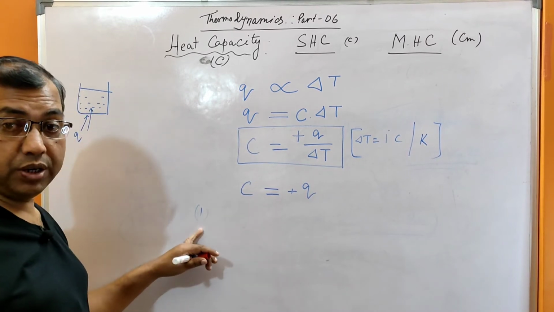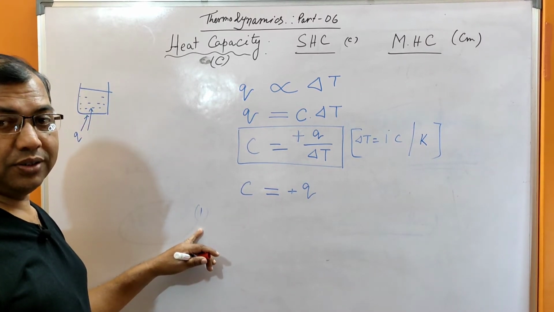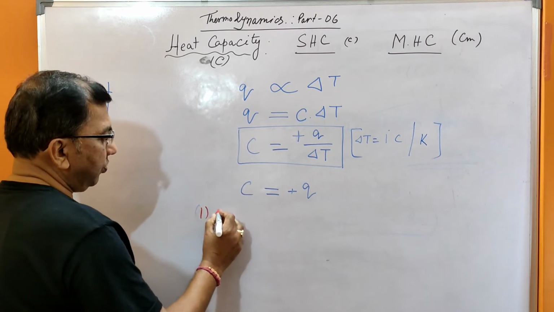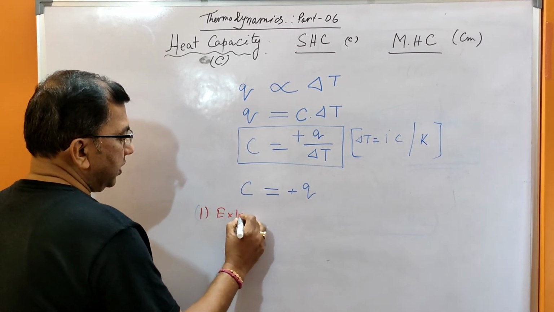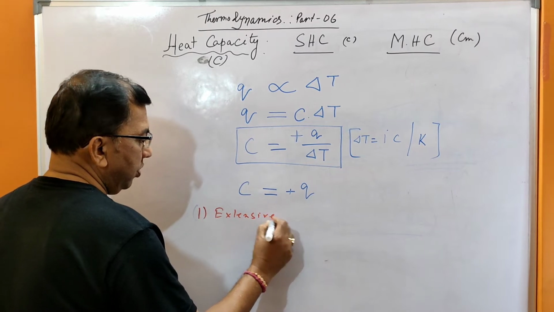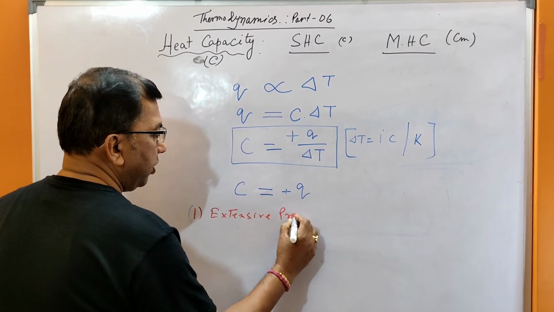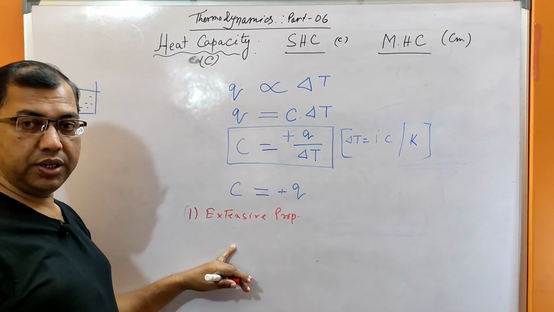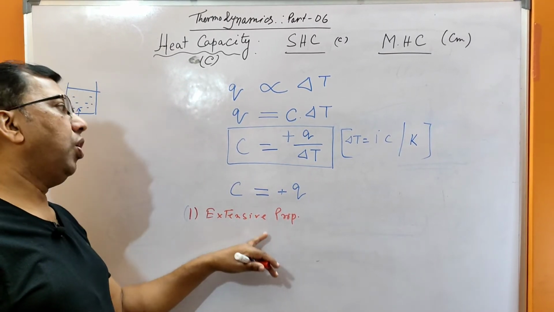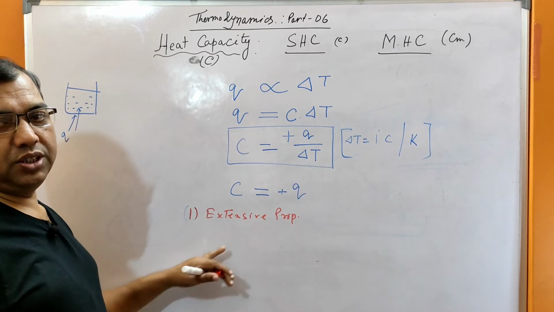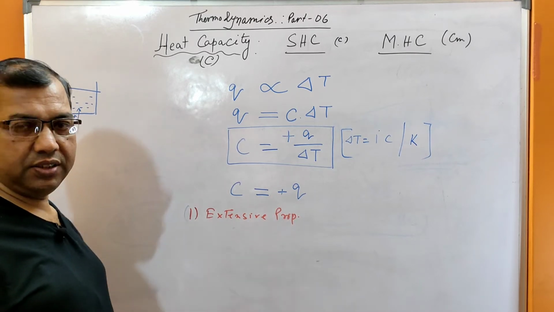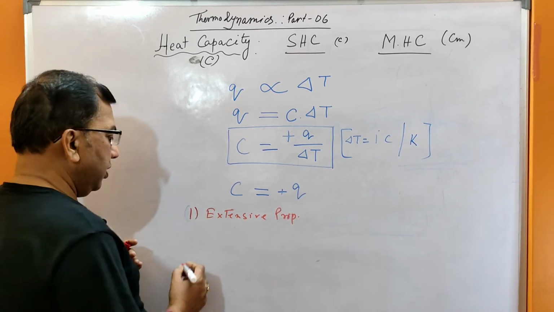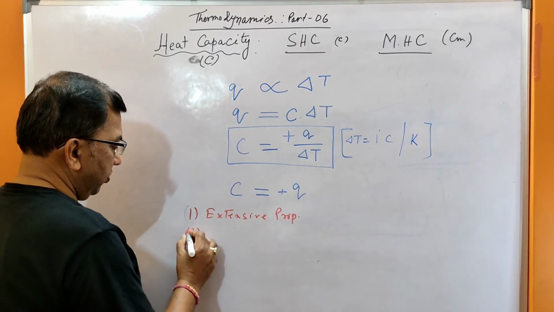Is heat capacity an intensive property or an extensive property? Tell me. Extensive, yes. The heat capacity is an extensive property. But is it a state function or a path function? It is not a path function, it is a state function. Okay?